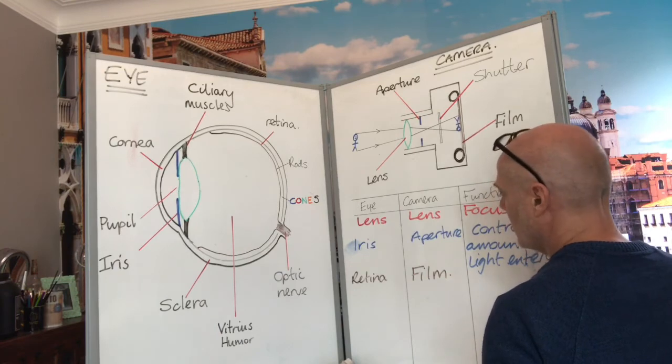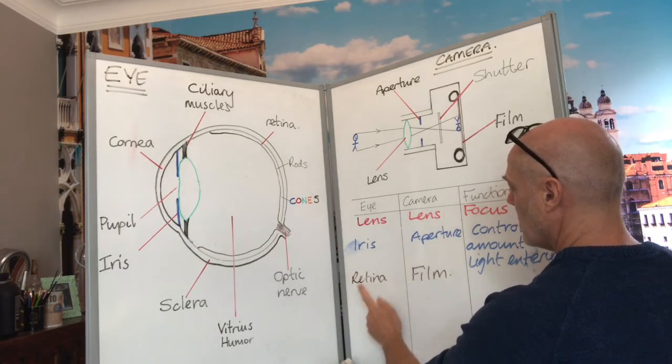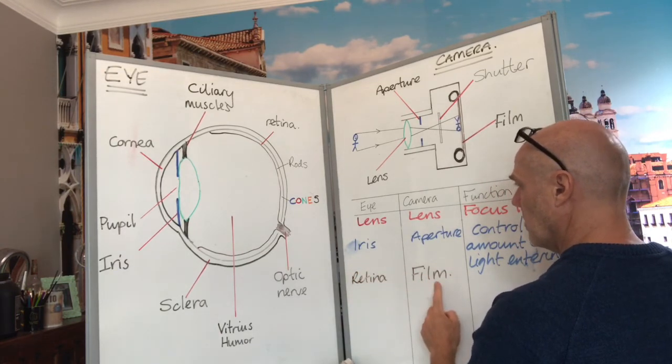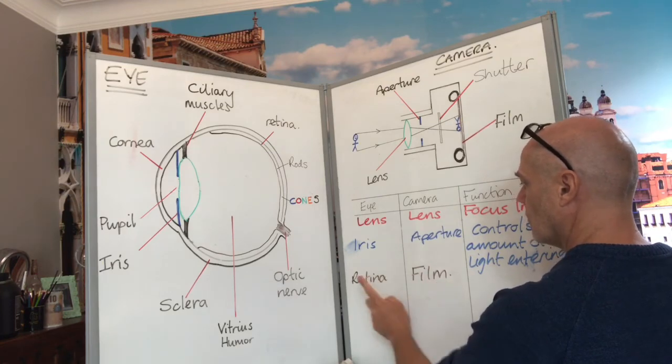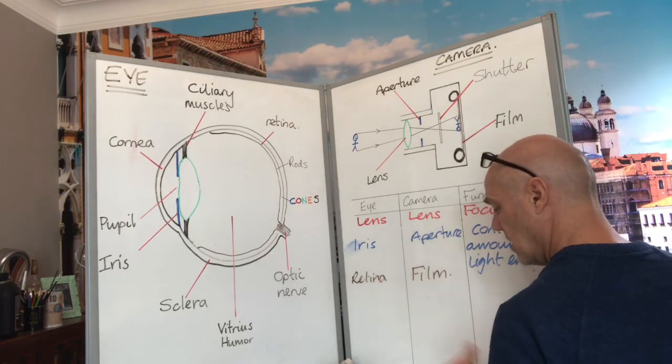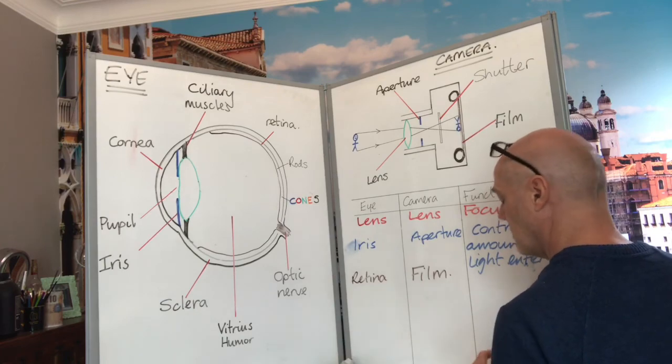The difference between them is the retina is a temporary image, the film is a permanent image. So you can only use that once. The retina can take as many images as you choose, millions and millions and millions of images over time.